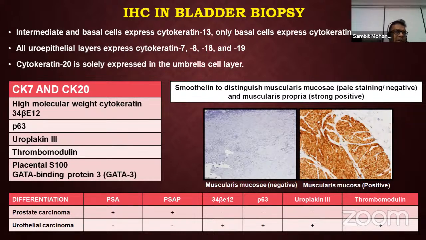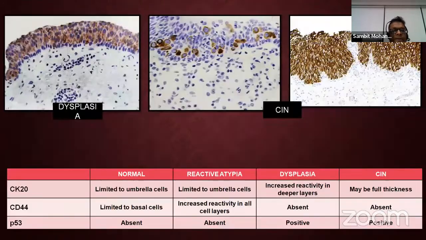I think in Odisha, a lot of labs have NKX3.1, if I'm not wrong. And you can use androgen receptor and prostate-specific membrane antigen. NKX3.1 is fairly good. Then, as I said, by doing this stain, we already discussed.